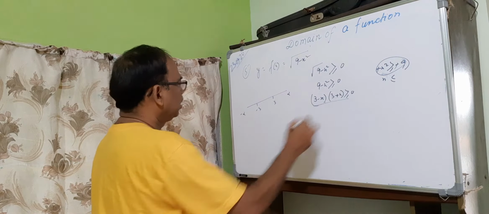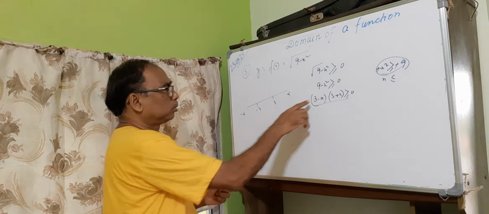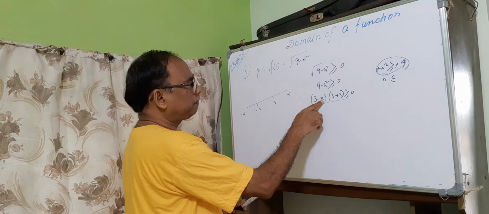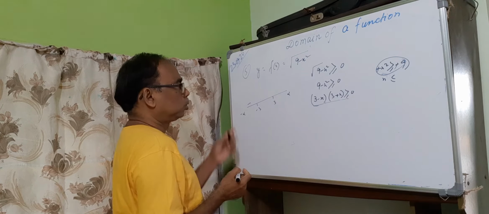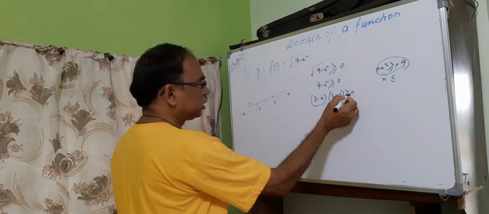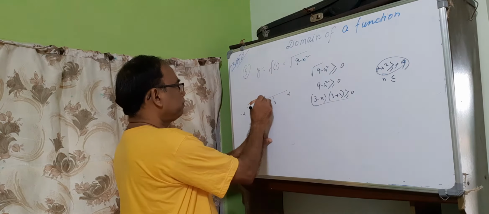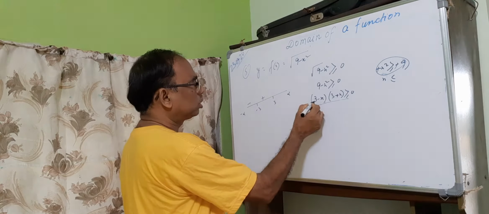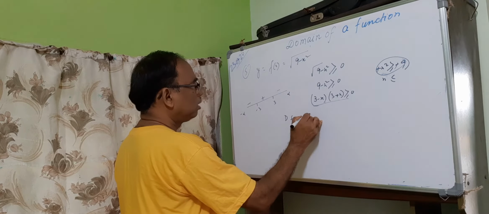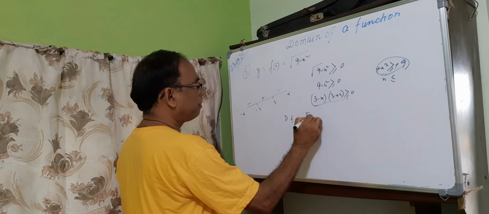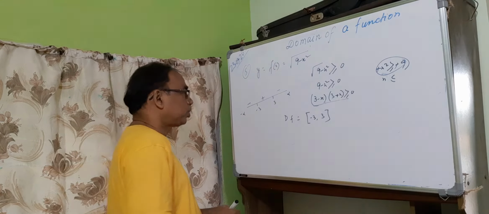Now you have to check whether it is positive or negative. From minus infinity to minus 3, suppose there is minus 4. So 3 minus (minus 4) is positive, 3 plus (minus 4) is negative, so this is coming negative. It should not be taken, because we need greater than 0. From minus 3 to 3, suppose there is 2: 3 minus 2 is positive, 3 plus 2 is positive, so this is coming positive. From 3 to infinity, suppose there is 4: 3 minus 4 is negative, so this is coming negative. Therefore, the domain of the function, as it is greater than or equal to, is minus 3 to 3. This is the domain of the function.